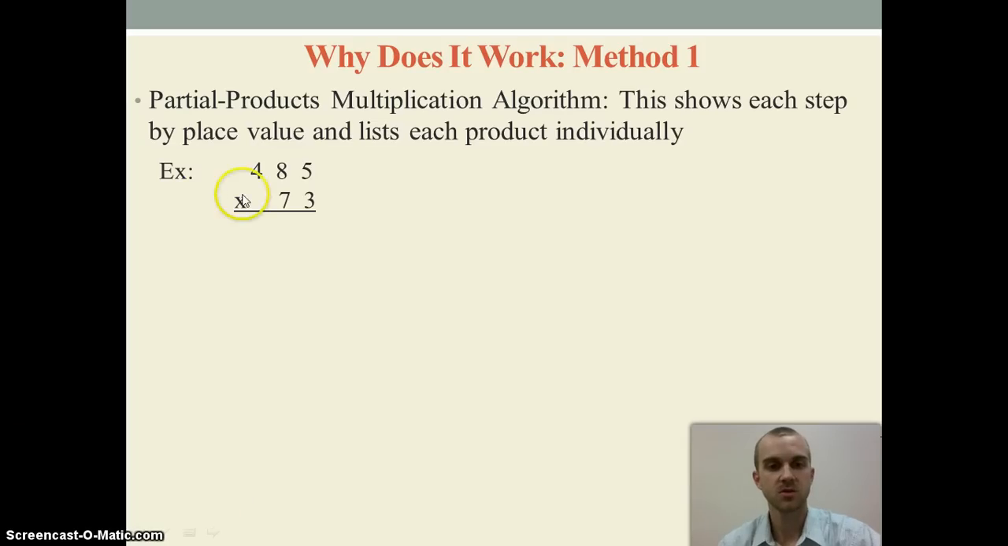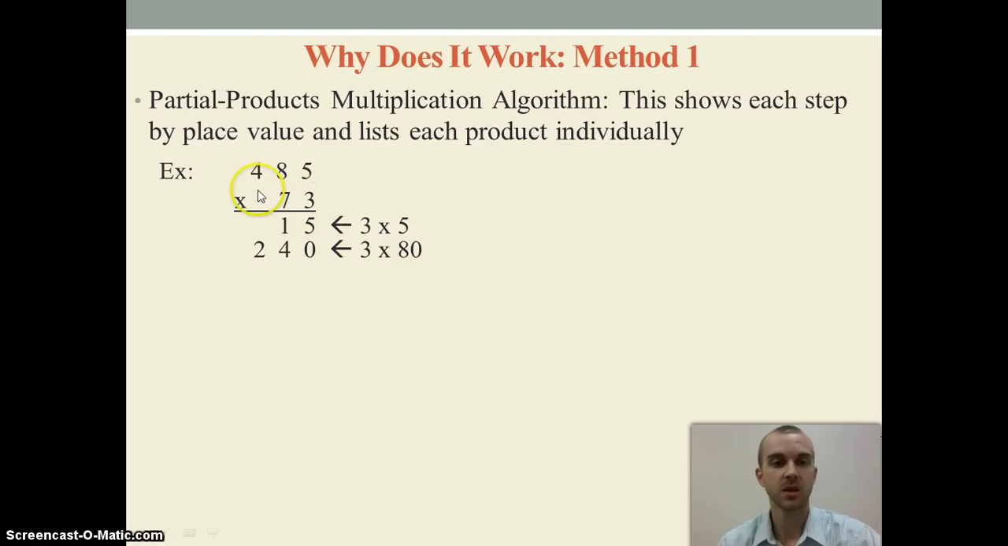So what we're going to do is we're going to start with our 3. And we're going to multiply it by each place value. So we start with 3 times 5. That gives us 15. Now when we multiply 3 times 8, that's not 3 times 8. That's 3 times 80 because that's in the tens place. And this is why it's so important we learn our place value and help our students understand place value.